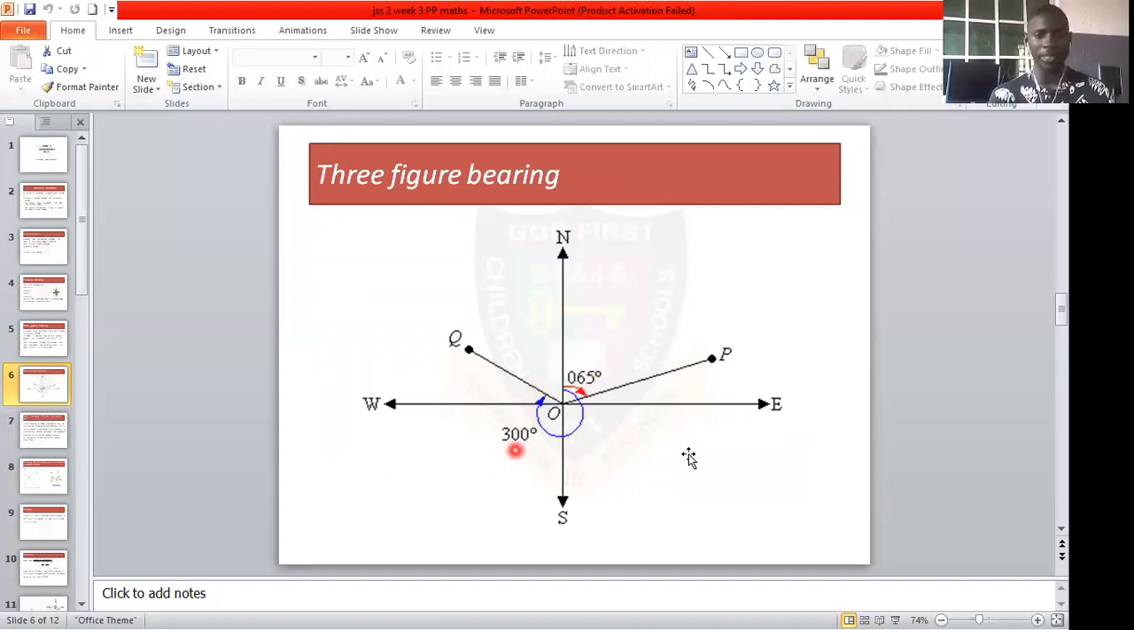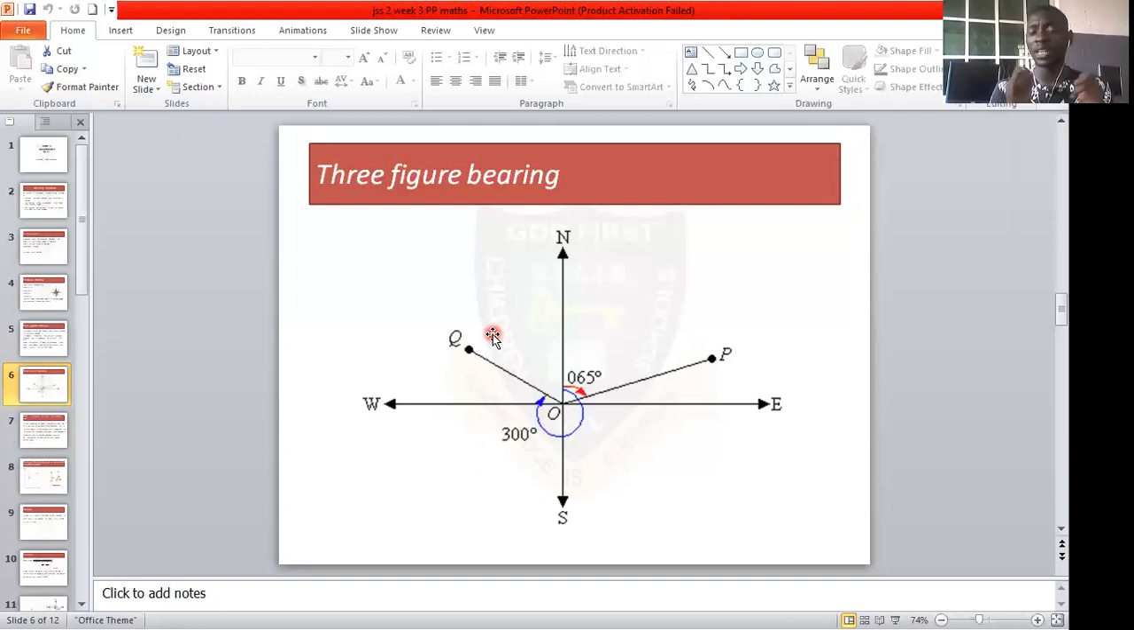Like I said in compass bearing, 065 degrees shows that it falls between north and east. From the north pole to the east pole, you see it forms a right angle, which is 90 degrees. Look at the southeast also: it forms 90 degrees. Southwest forms 90 degrees, and northwest forms 90 degrees. The total angle is 360 degrees. That is 90 plus 90 plus 90 plus 90. 90 plus 90 gives you 180, plus 90 gives you 270, plus 90 gives you 360.